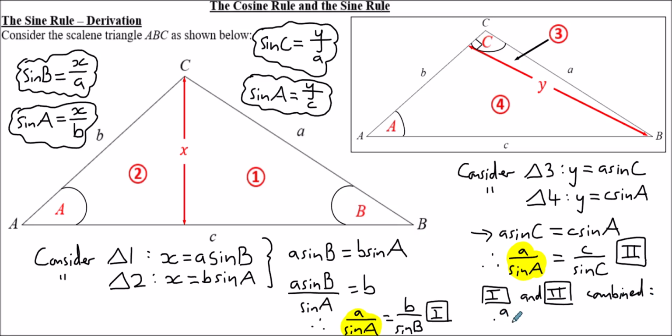In other words, A over sine A equals B over sine B, which equals C over sine C. And that is the proof, the result of the sine rule. We've got it right there. So before we move on and apply it, just a few pointers.